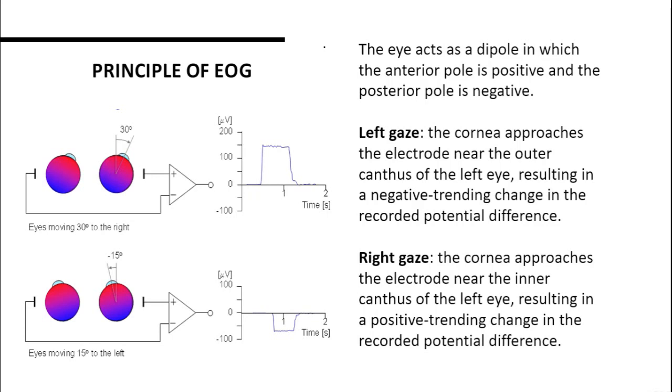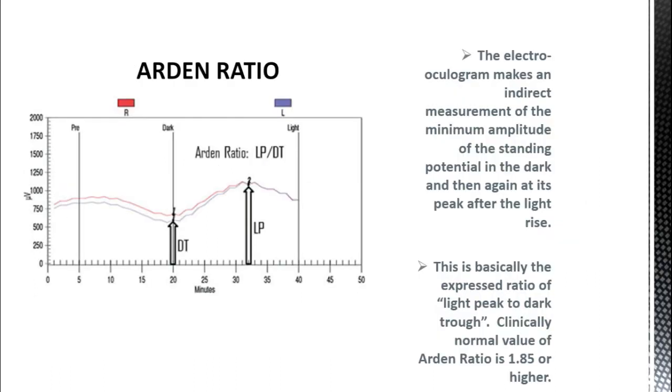So for the left case, the cornea approaches the electrode near the outer canthus of the left eye, and that results in a negative trending change in the recorded potential difference, as we can see in the graph below. For the right case, the cornea approaches the electrode near the inner canthus of the left eye, and that results in a positive trending change in the recorded potential difference.